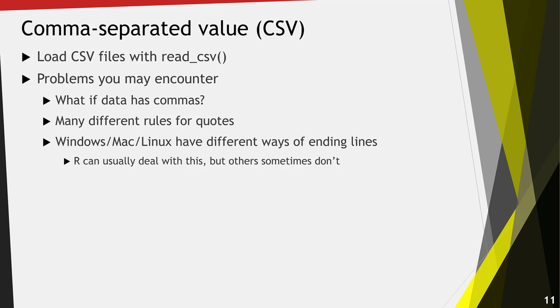For example, what if your data has commas inside of it? How can R tell the difference between commas that are data and commas that should be delimiting variables? There are also many different rules for how quotation marks might be handled in your data. Lastly, it's not an issue with R, but some other data processing systems might get tripped up by the fact that Windows, Macs, and Linux all have different ways of ending lines. And in other data processing systems, if you're not precise about this, you may not get the results you expect.